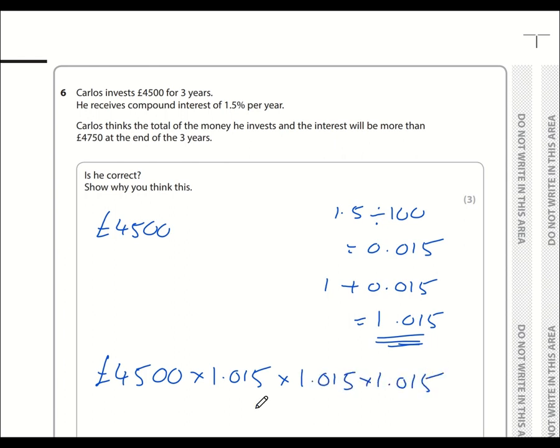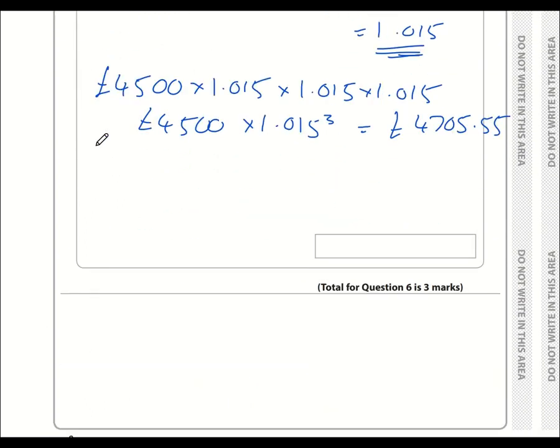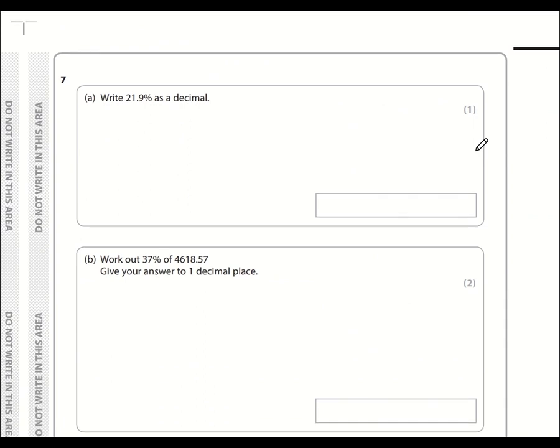Or if you like, we can type it a bit quicker into our calculator. 4,500 multiplied by 1.015 cubed, and that comes to a total of £4,705.55p, and that is less than £4,750. So is Carlos correct? No, because this is less than 4,750. Moving on to question number 7.